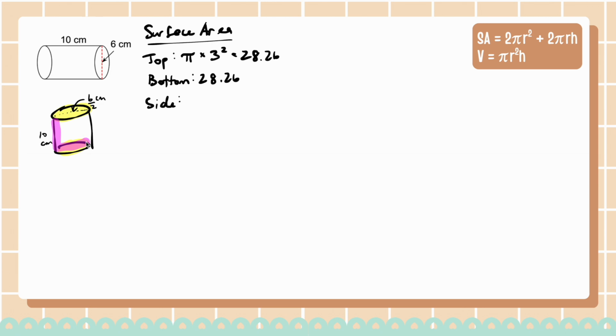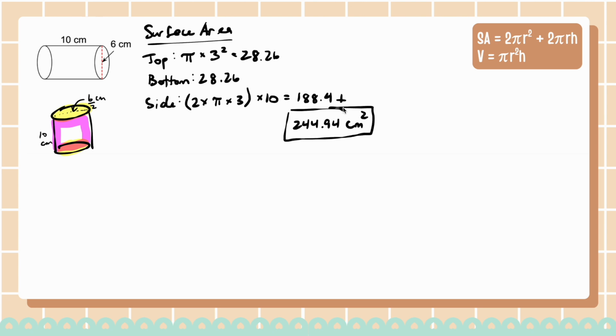Okay, now let's move on to the side. So remember, the side we learned we could use the circumference times the height. We know that circumference is 2 times pi times r, which is 3. And then the height is going to be 10. Multiplying all of this gets me a total of 188.4. Now let's add all three sides together for a total of 244.94. And my units are centimeters squared. And this is my surface area.